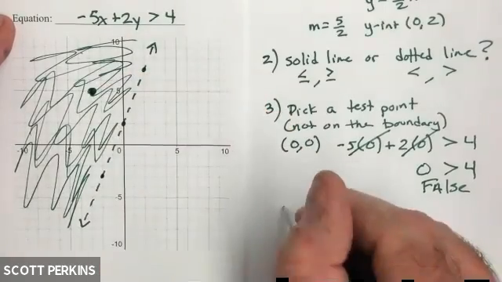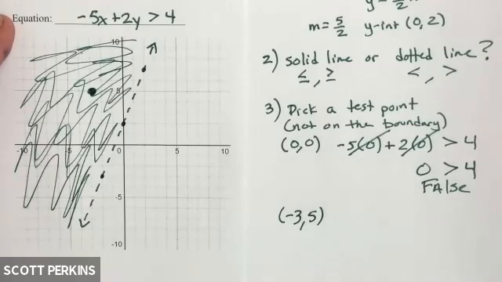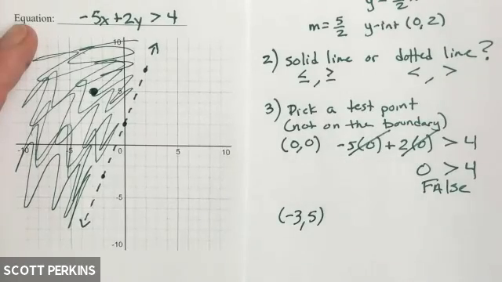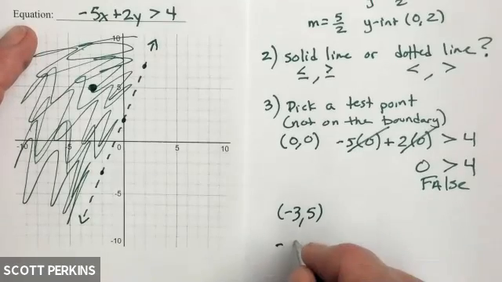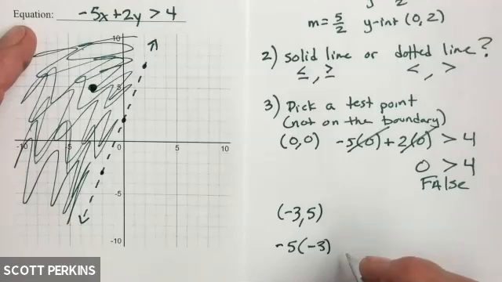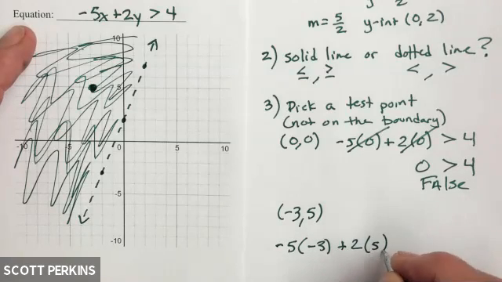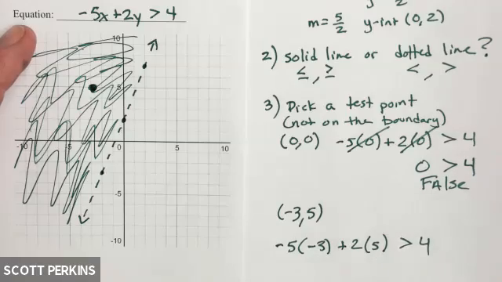I'm trying to make it nice and dark. I'm going to pick (-3, 5). If you had picked that as your test point, let's see what happens. I'd have -5 times -3 plus 2 times 5, and I want to know, is that greater than 4?